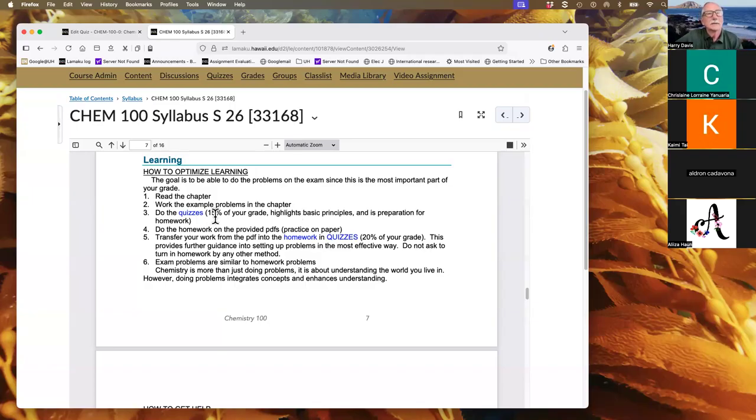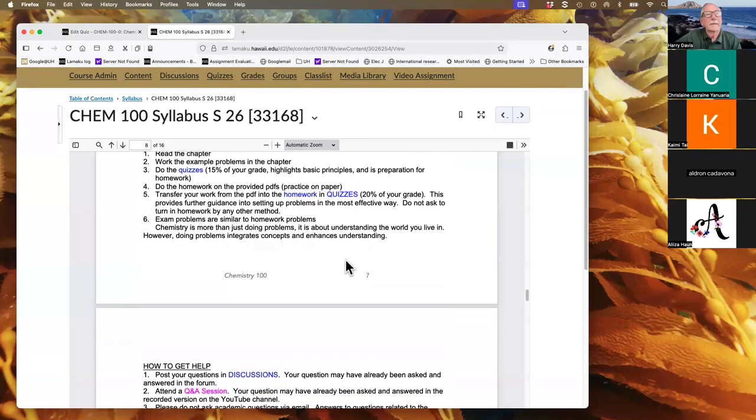Oh, I got to change that. Darn it. I didn't change it here. Anyway, so do the quizzes. This is preparation for the homework. And then do the homework. And that's preparation for the exams. Here I'm telling you how to transfer that stuff into quizzes again. And exam problems are similar to the homework problems.